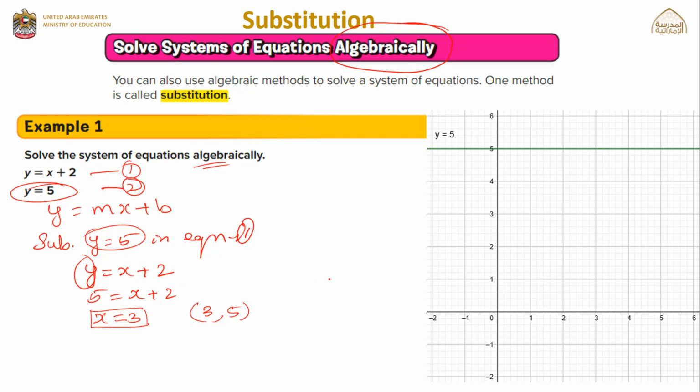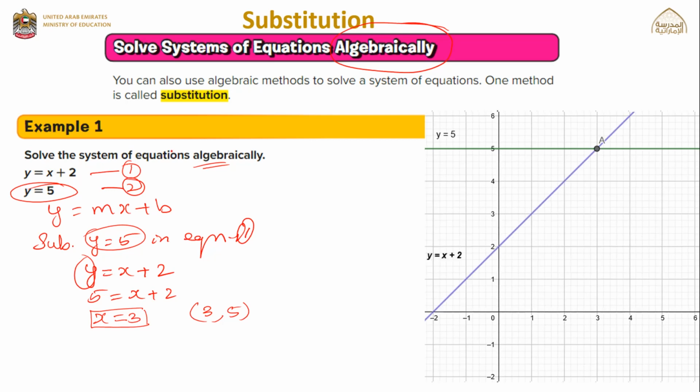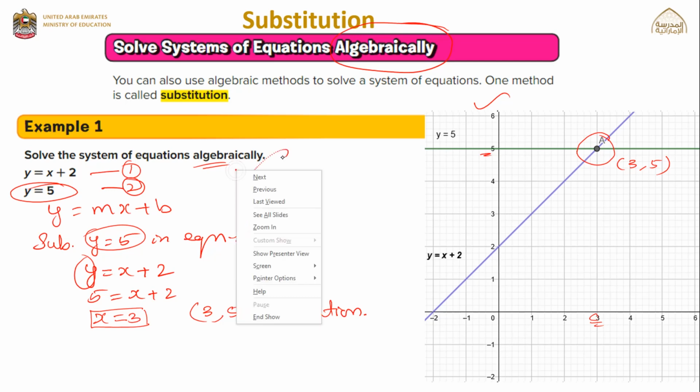Now let's try this graphically. You have drawn the second equation. You're going to draw the first equation using slope-intercept form. And you find that they both intersect at a common point where the value of x is 3 and the value of y is 5. Yes, the intersection point is (3, 5), which gives you the solution. So you understood that the previous graphical lesson and the algebraic lesson which we are learning now give the same solutions.